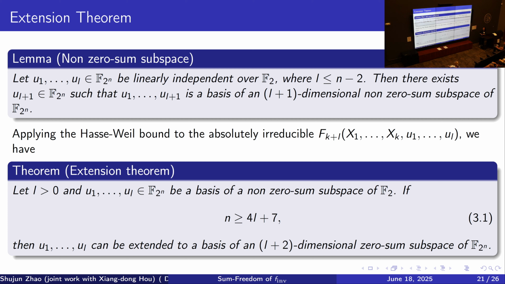And then after this, we apply the Hudson-Will bound about the absolutely irreducible f_{k,l}, then we could have that whenever you have u1 to ul to be a basis of a non-zero sum subspace, it always exists because of the previous theorem, right? And then if we have n satisfying this inequality, we could extend u1 to ul to be a basis of an l plus one dimensional zero sum subspace.